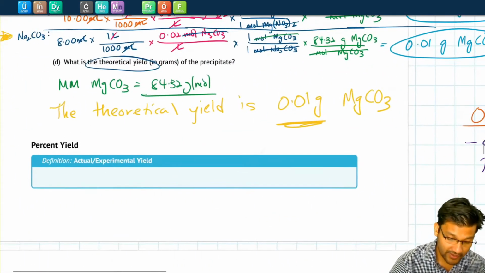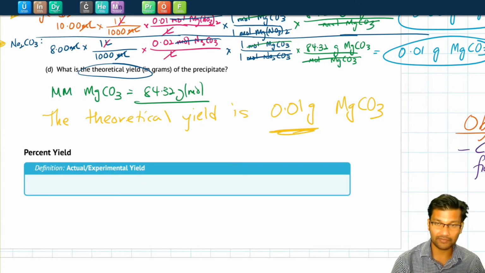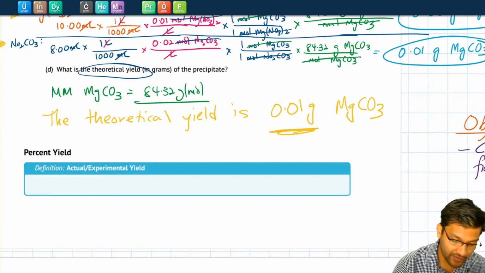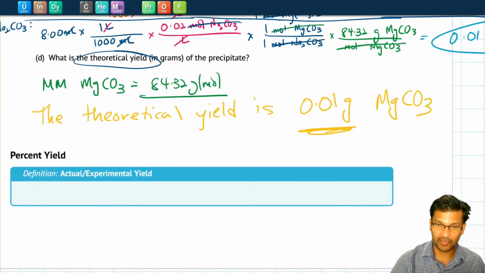Now, in our previous video, we talked about how to identify limiting reagents and how to calculate theoretical yield. And just as a refresher, the limiting reagent is a reagent that gets used up first, or in other words, it's a reagent that produces the smaller amount of product. That smaller amount of product that's produced from the reaction is the theoretical yield.